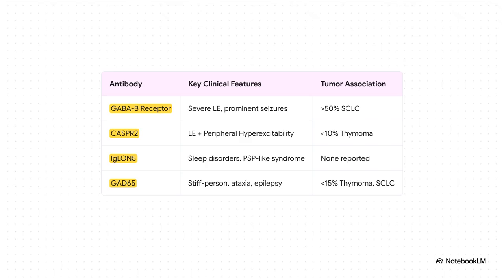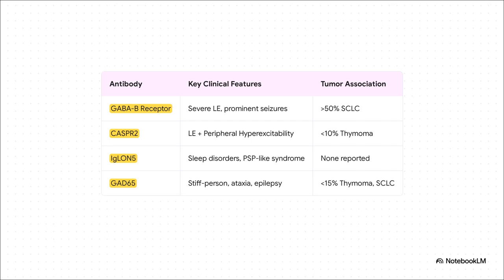Anti-Caspr2 also causes limbic encephalitis, but it adds this peripheral nerve hyperexcitability, neuromyotonia, which causes cramps and twitching, plus neuropathic pain. When you see central brain problems plus these peripheral nerve signs, it's a massive clue.